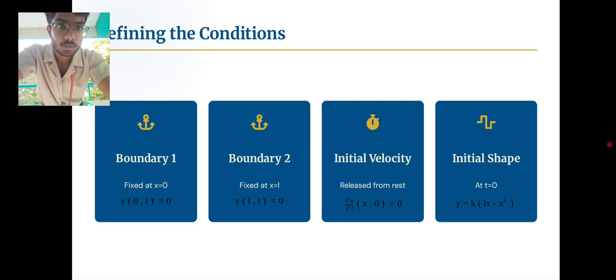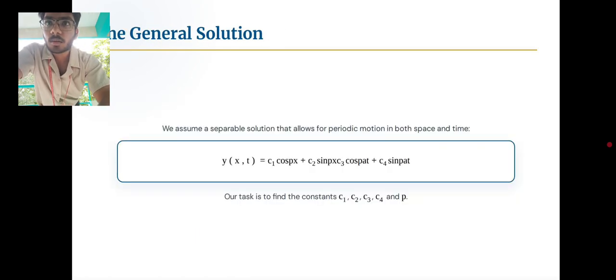These are the boundary conditions, the mathematical constraints to apply. Boundary 1: at x equal to 0, y is always 0. Boundary 2: at x equal to L, y is always 0. The partial derivative of y with respect to t is equal to 0 at t equal to 0. The initial shape at t equal to 0: y equals our function k(Lx minus x squared).